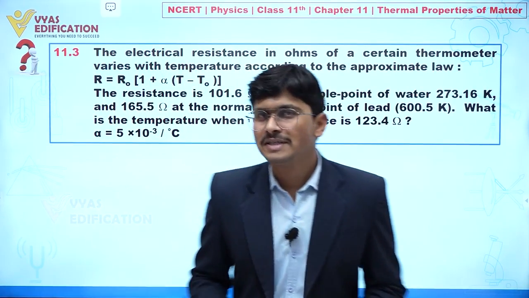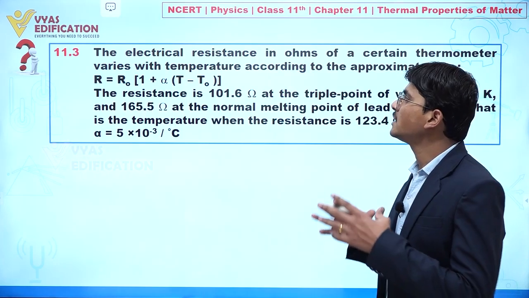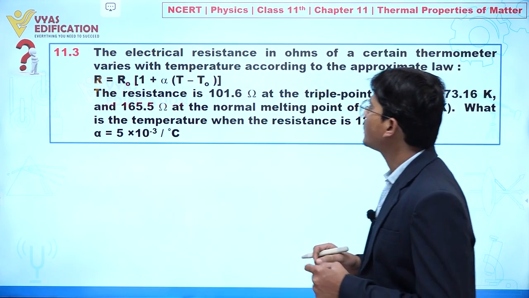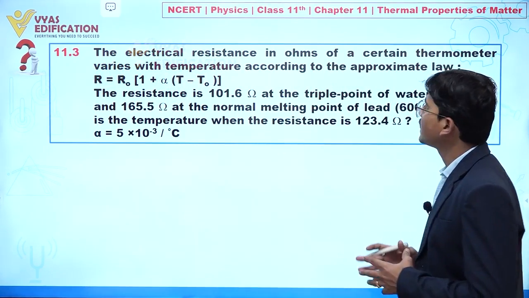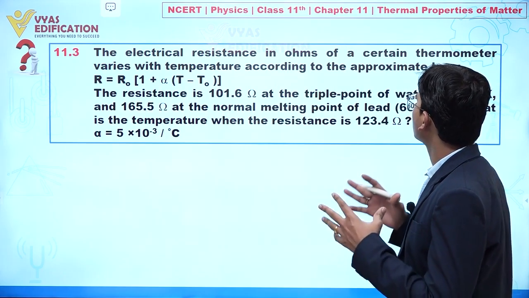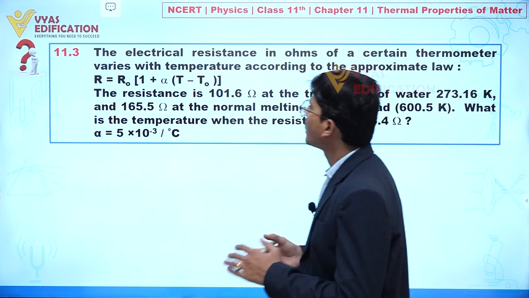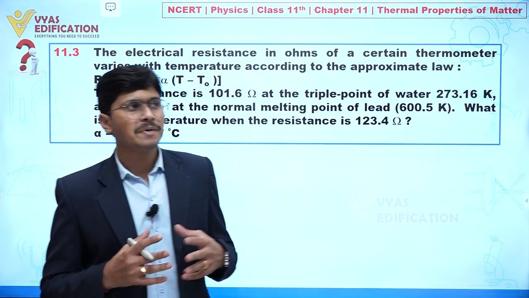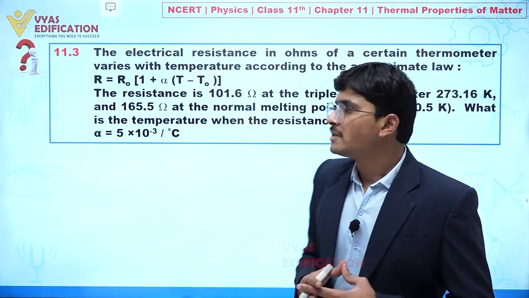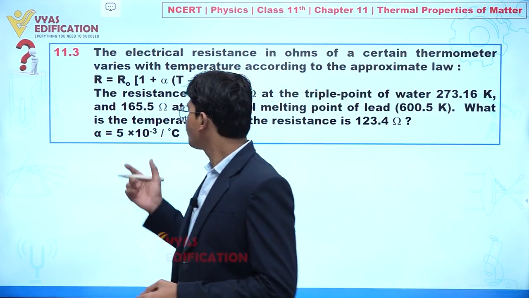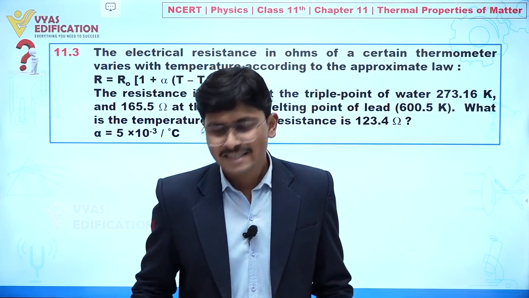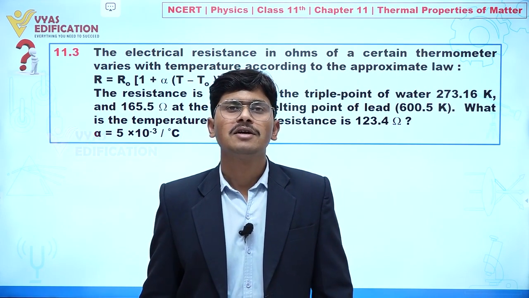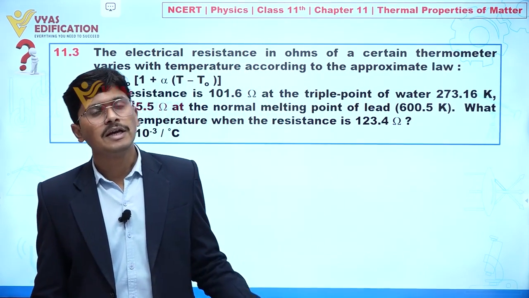Now dear student, we are going to discuss question number 11.3, and in this question it is given to you that the electrical resistance in ohms of a certain thermometer varies with temperature according to the appropriate law R equals R naught times (1 plus alpha times (T minus T naught)). So dear student, this question is related to the temperature dependency of resistance, number 1. Second thing, the value of alpha is also given to you, 5 into 10 to the power minus 3 per degree Celsius. Although in NCERT books the value of alpha is not given, they are assuming that you are going through this chapter, and in the chapter the value of alpha is given to you.